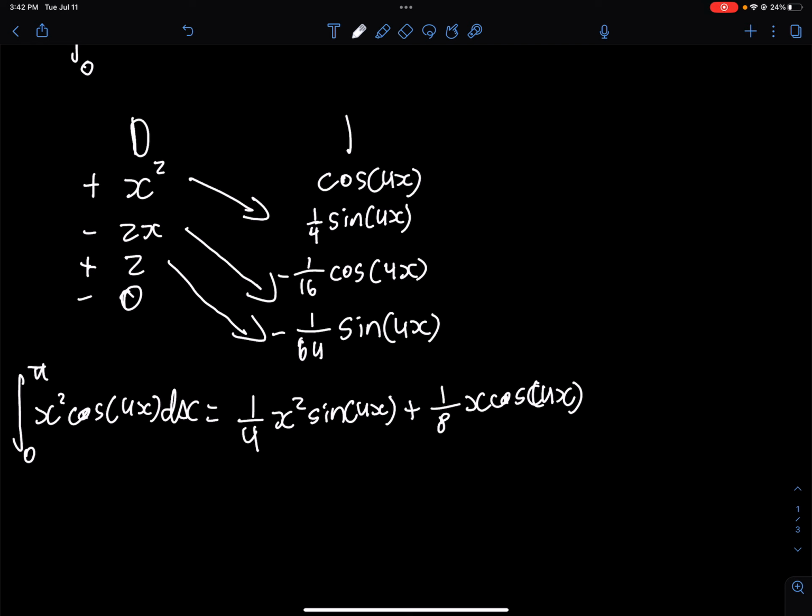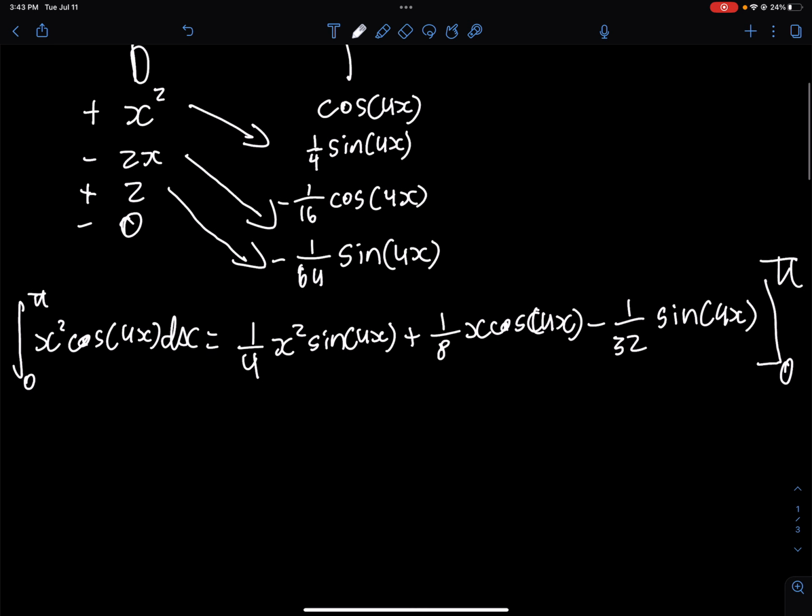So that plus will turn into a negative because of this, because you're multiplying them. So minus, and then here we have a 2 multiplied by 1/64, which makes it 1/32. And then we have a sine of 4x. However, remember, this all needs to be evaluated from 0 to pi. So let's get started with doing those substitutions.